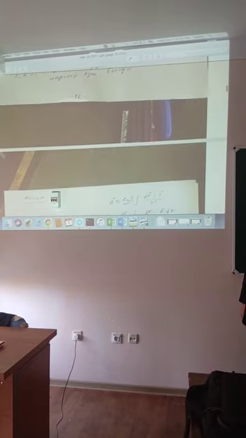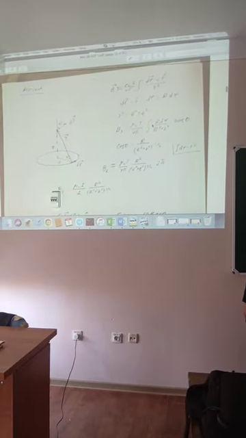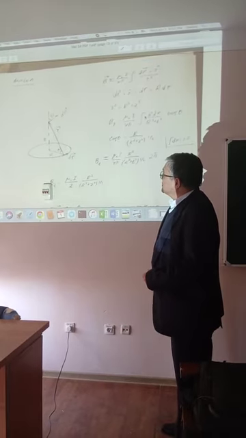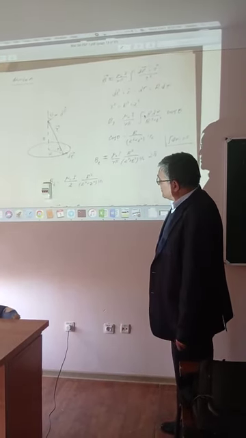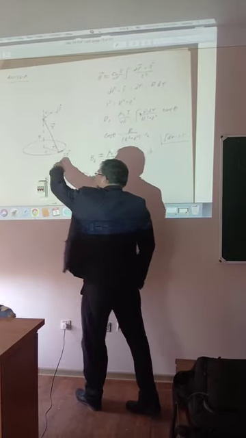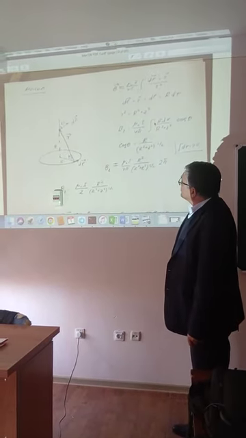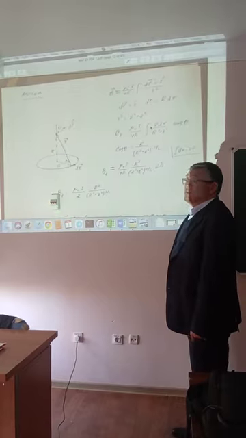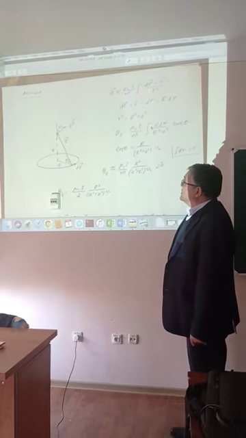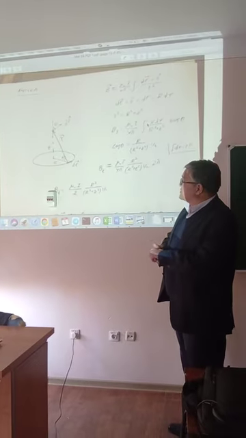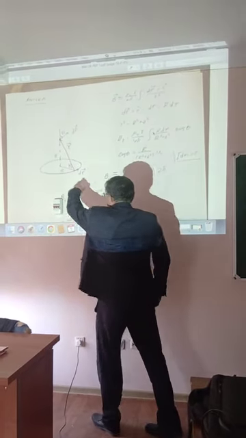Now let us have a third example here, and this example is this one. So we have here this current that's on a circle, and we have the current value equal to I, and we need to find out the magnetic field at the distance Z from the center of this circle.